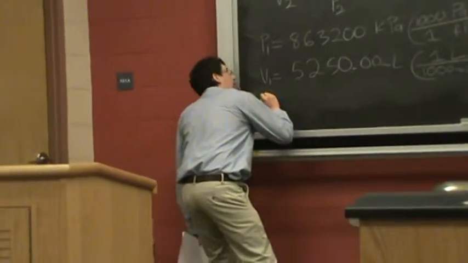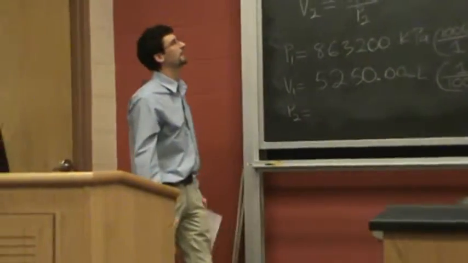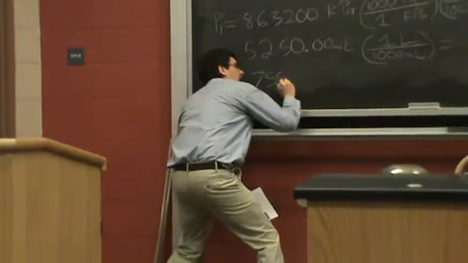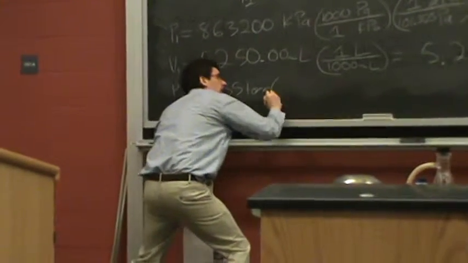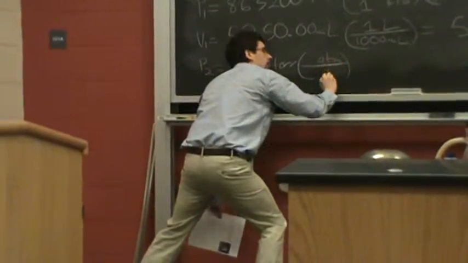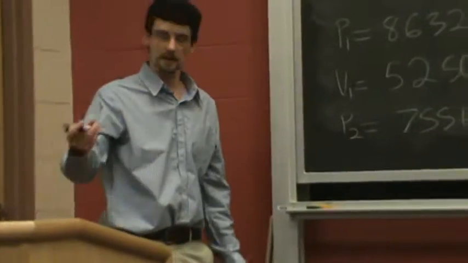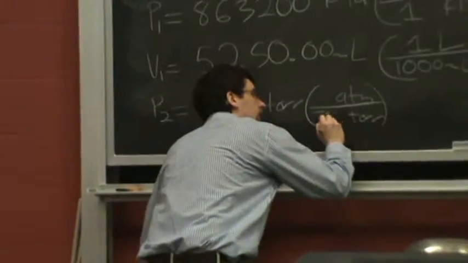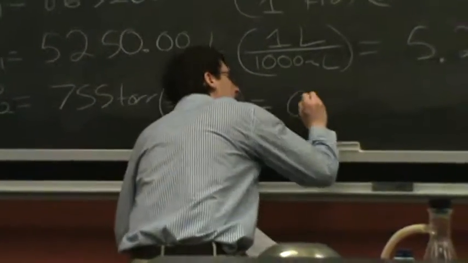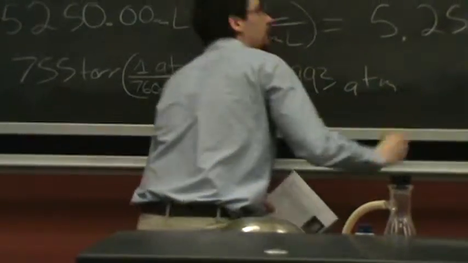We have 1 variable left. Let's convert our last pressure, P2, to ATM. Our pressure was 755 torr. We want to try and convert that to atmospheres. How many torr are there per atmosphere? 760 for every 1 ATM. When you multiply that all the way through, I get 0.993 ATM.